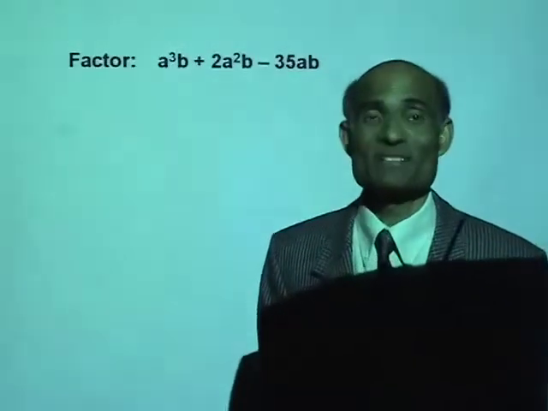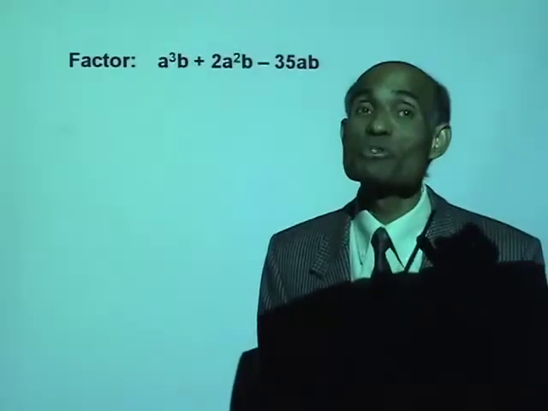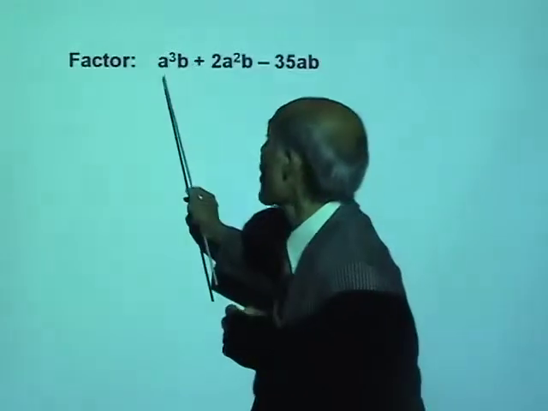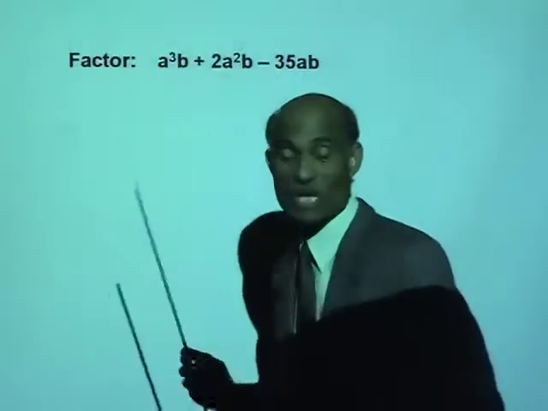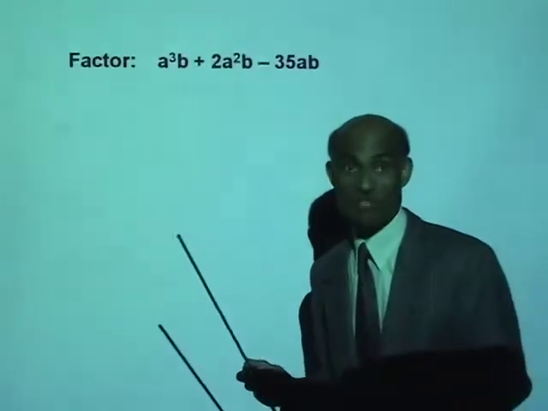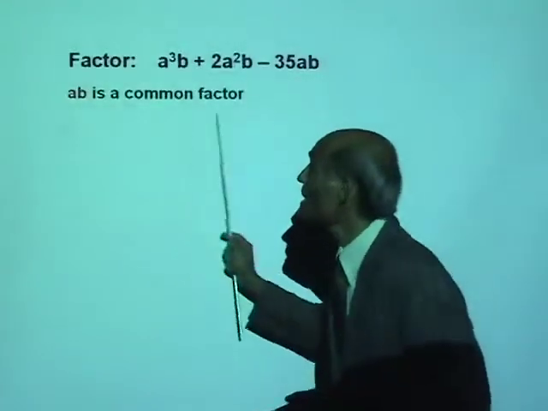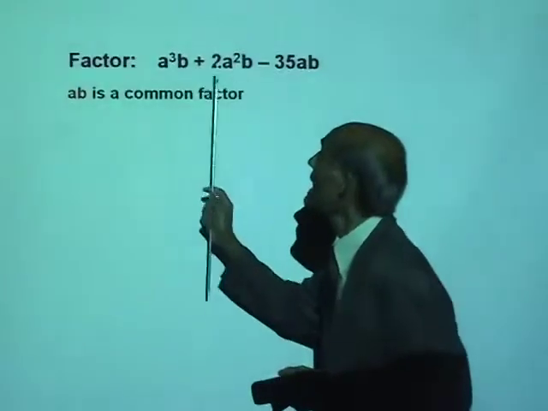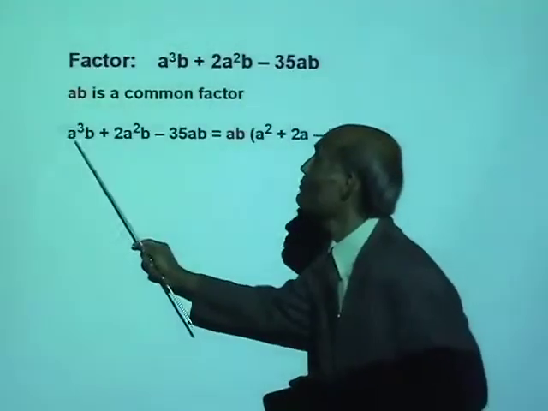Now what do you notice? The first thing to do is to pull out common factor. What is common in all these 3 terms? Can you figure out? It's very simple. AB is a common factor. Alright, let's pull out AB from each of these.